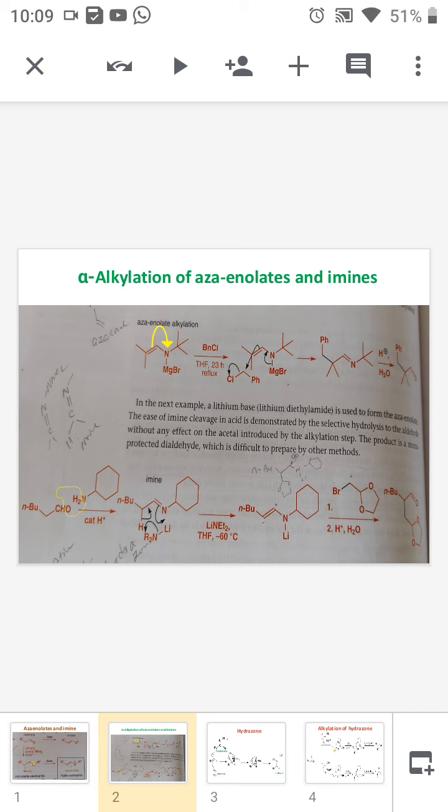And if you are adding a base like R2NLi, it will eliminate one H plus ion, and the negative charge is shifted onto the carbon, and the pi electron is located towards the nitrogen, and that pi electron forms a bond with the lithium. And now we are alkylating the aza-enolate by using BrCH2. This is the fragment. So this fragment is added to the carbon atom.